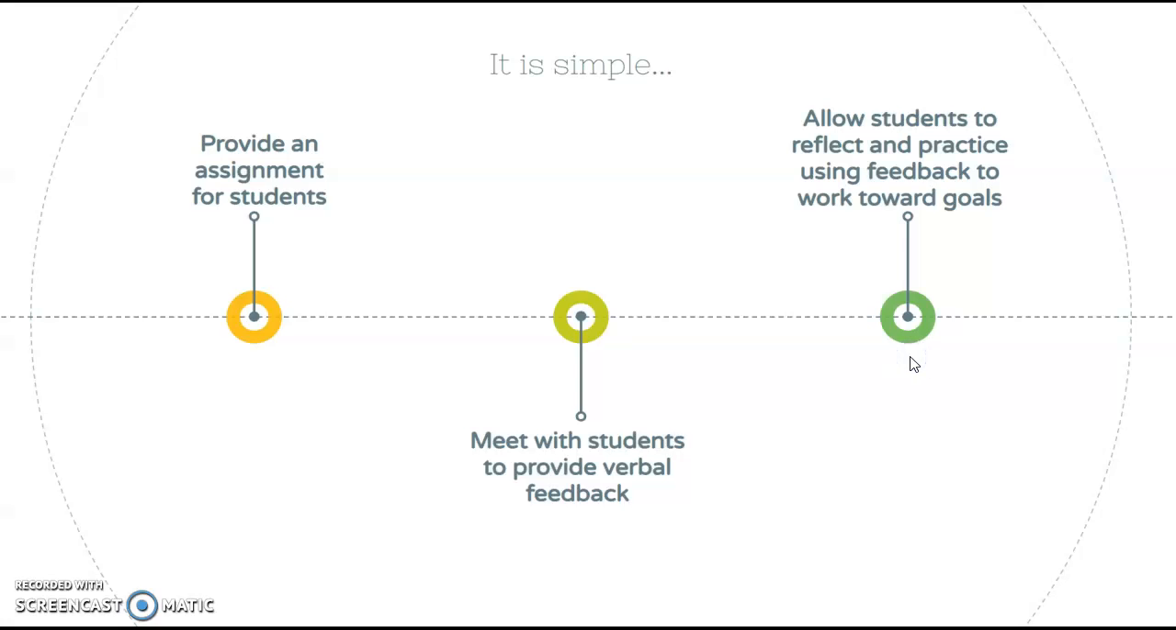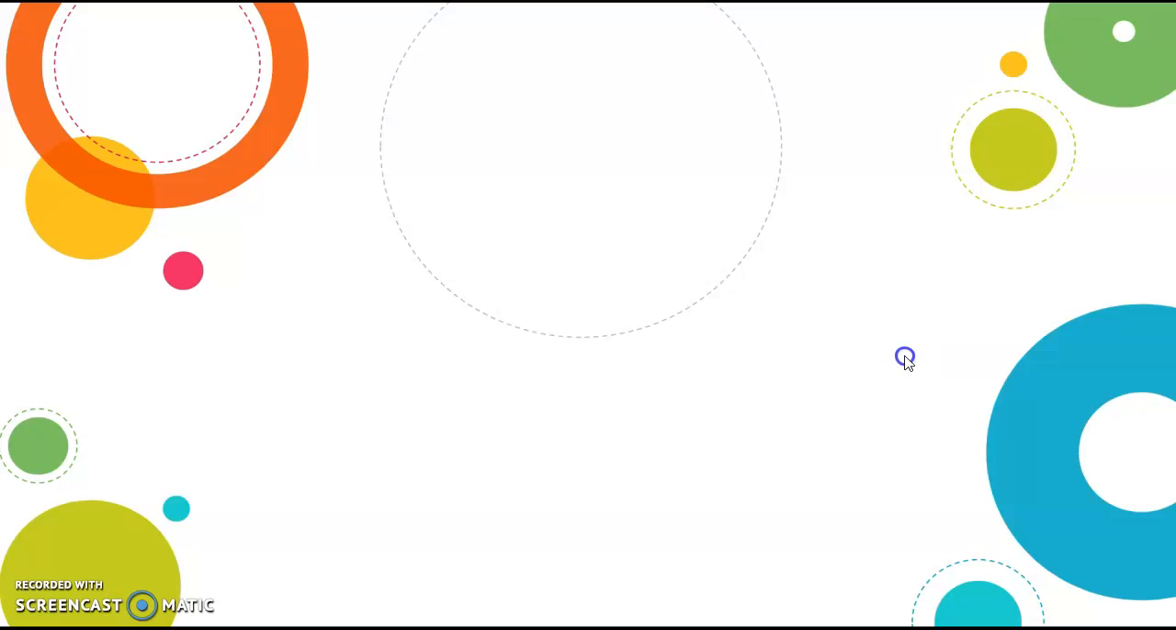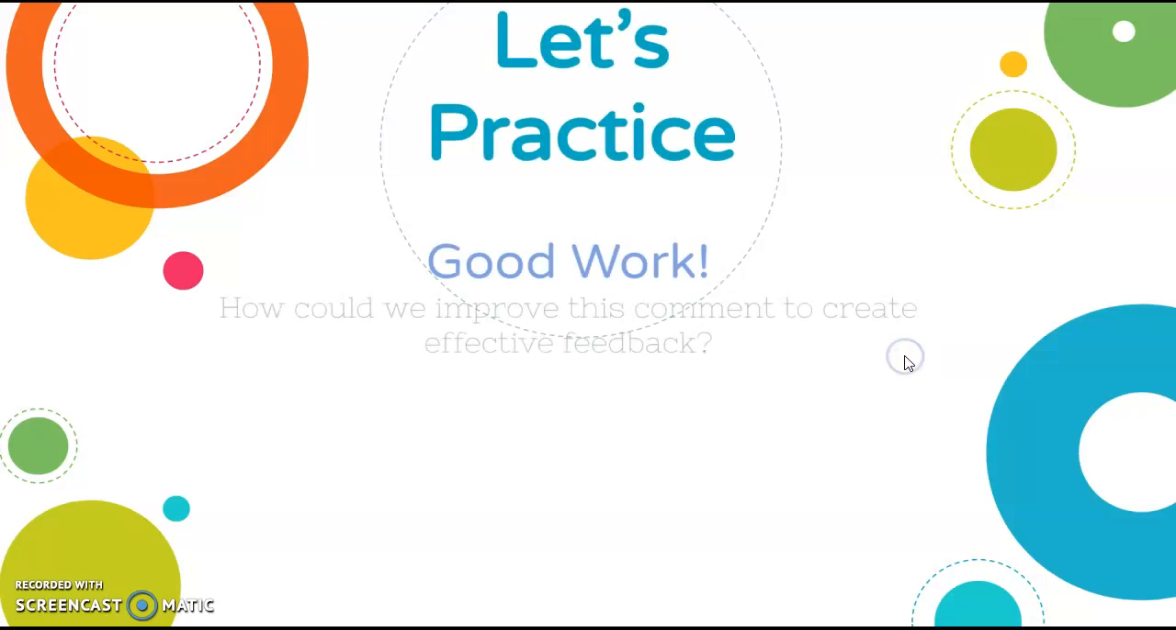So, in a classroom setting, it's pretty simple. If we're going to provide an assignment for students, then we're going to give them a goal. This is what we want to happen. This is what we want to achieve. Then we're going to have time to meet with students to provide verbal feedback. This might be something that they're working towards fixing. I'm thinking when I work with my students in writing projects, I'm pretty specific on what we need to work on. And then allowing students time to reflect and practice using that feedback to work towards their end goal.